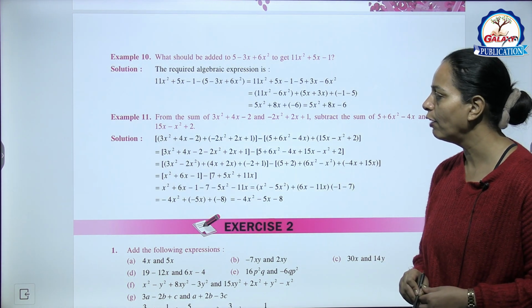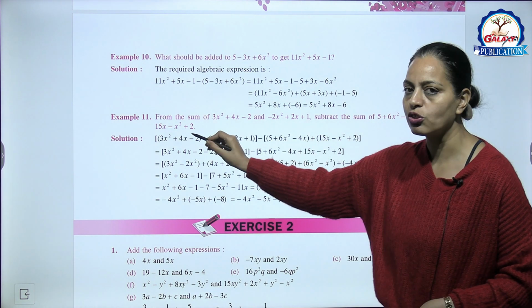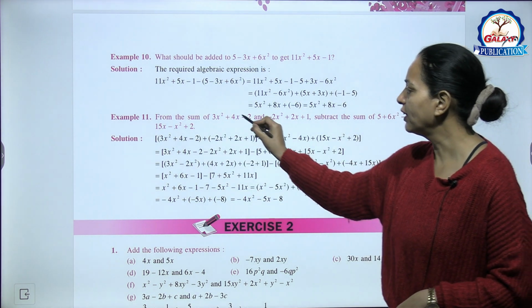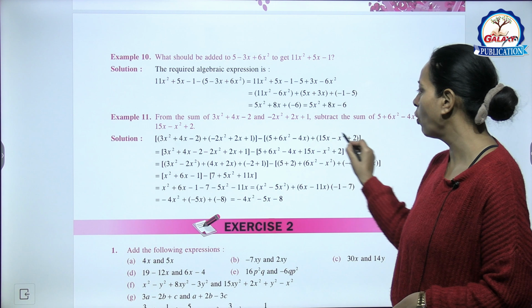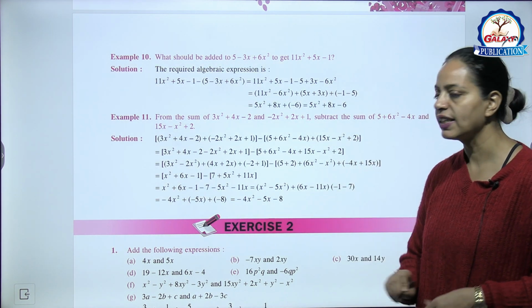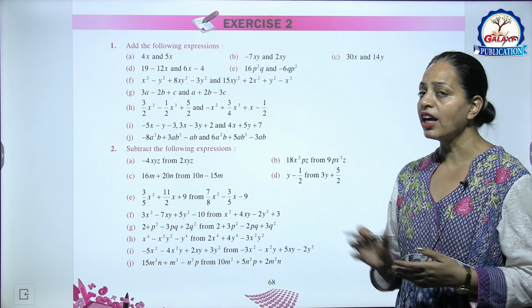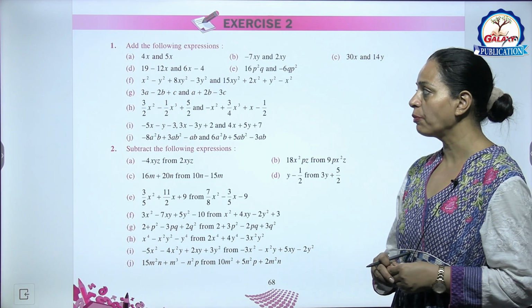Now example 11, from the sum of these two subtract the sum of these last two. So what to do? Take the sum of these two minus sum of the last two. Now you can simplify it. So answer is this one. I hope these are clear to you. Now exercise 2 is based on such type of examples.